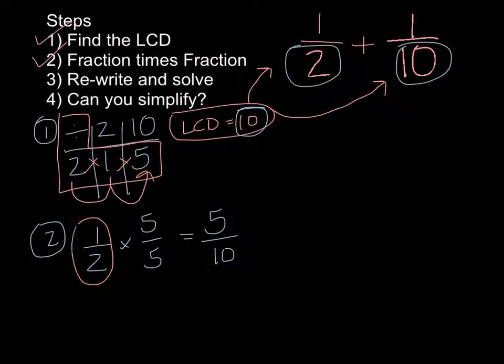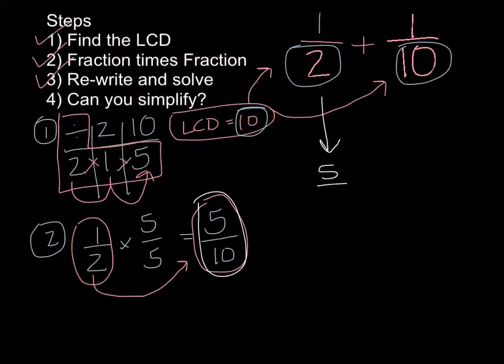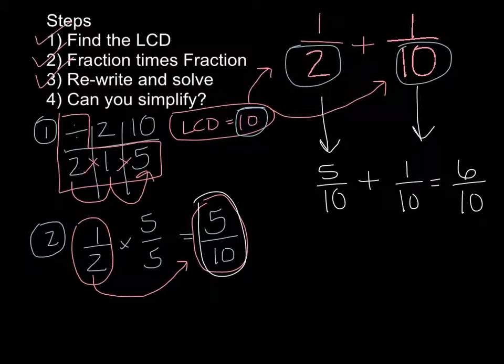So instead of 1/2, I can also look at 1/2 as being 5/10. So now when I go back to the problem, step 3 says for me to rewrite it and solve. So I'm going to look at 1/2 and I'm going to rewrite it as the new equivalent, 5/10, plus 1/10, which did not need to change because it already had the denominator of 10. So now I solve: 1/10 and 5/10 added together is 6/10.